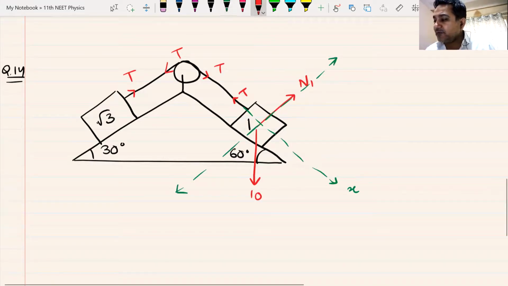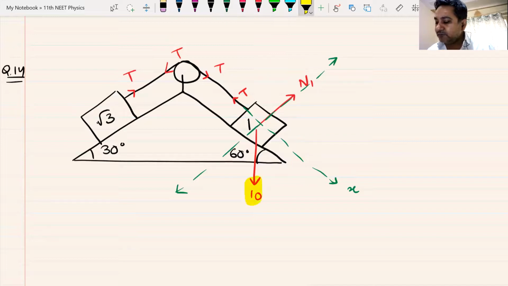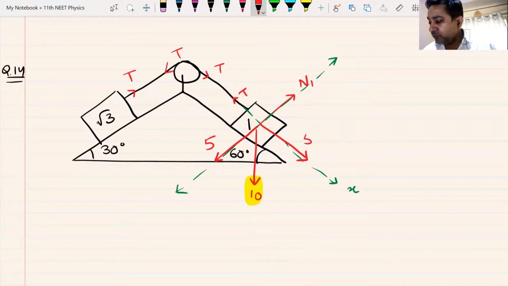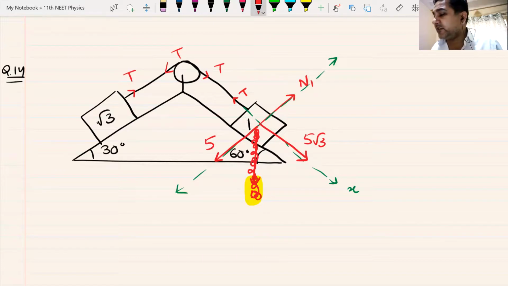So I have to resolve this 10 into 2 components. This becomes 10 cos 60. Cos 60 is half, so 10 cos 60 becomes 5. So 5 goes here. 10 sin 60 is root 3 by 2, so 10 into root 3 by 2 gives 5 root 3, which goes here. As soon as I resolve them, this 10 goes away. Am I clear?